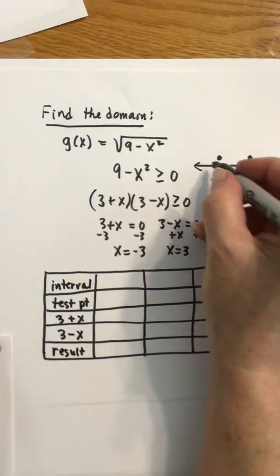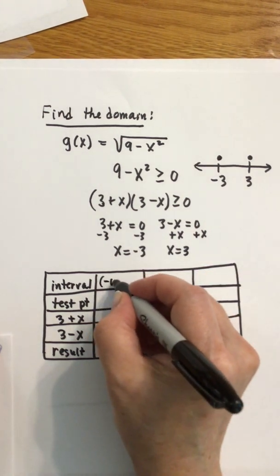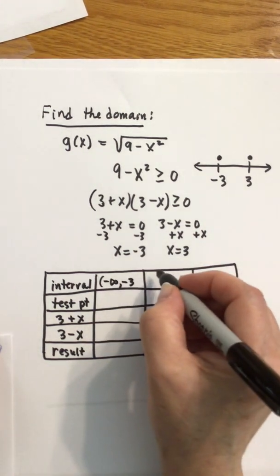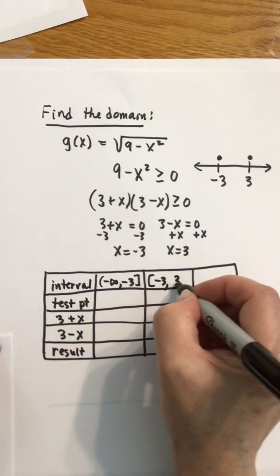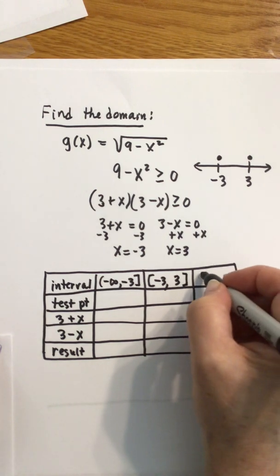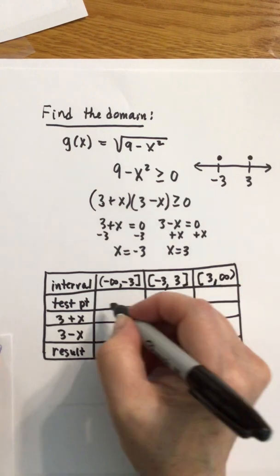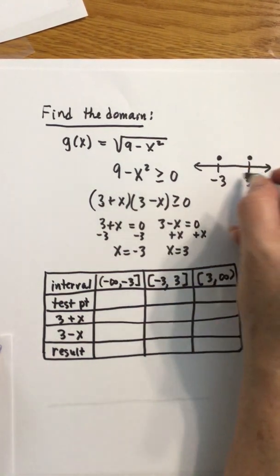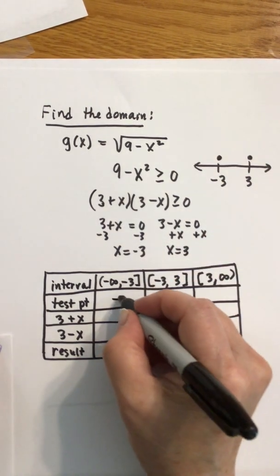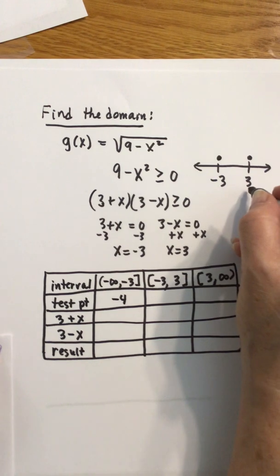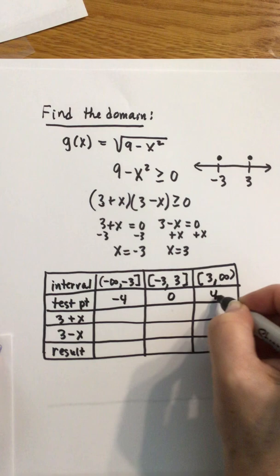So our intervals are going to be up here from our number line, right? So we have negative infinity to negative 3, but since it's a filled in dot, we're going to have brackets. And then we have negative 3 to 3, brackets, because it's filled in dot, and brackets 3 to infinity. So our test points are anything in these intervals. So this first one, negative 4, between negative 3 and 3, I put 0, and then positive 4.